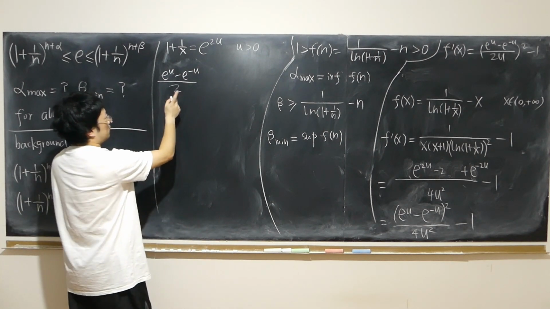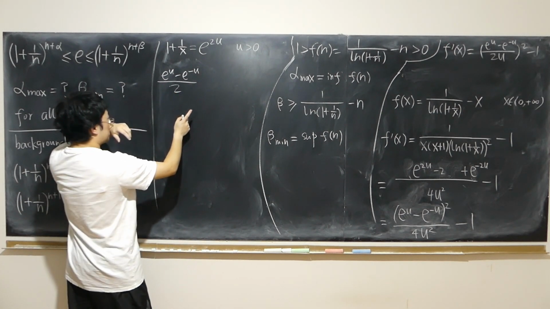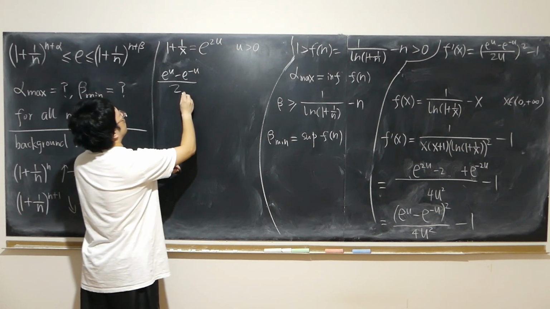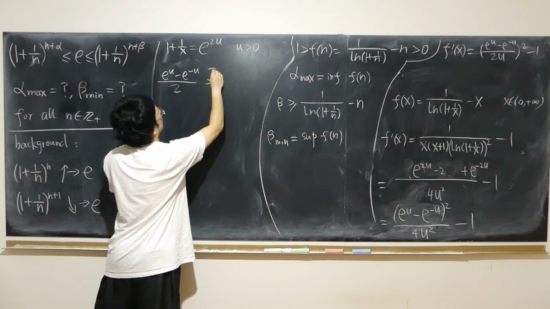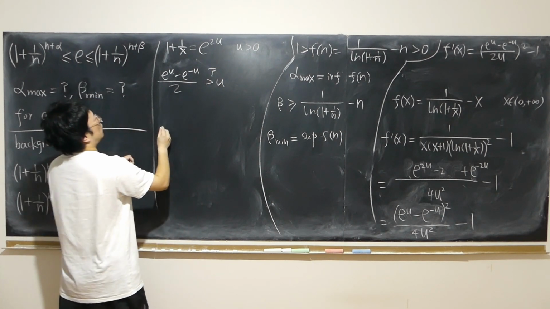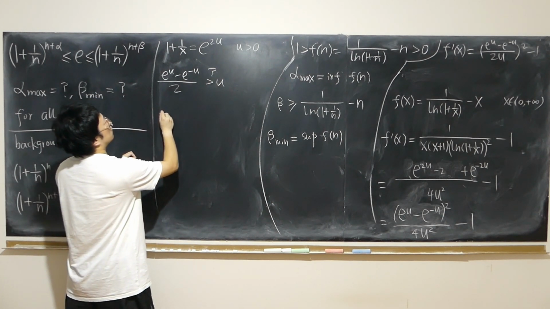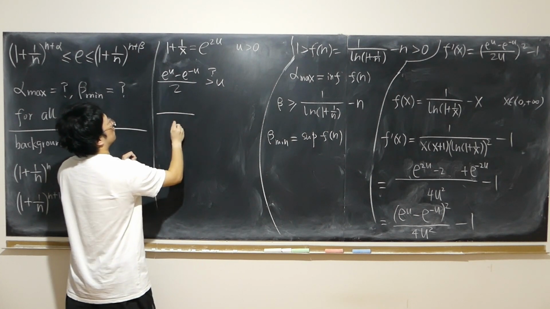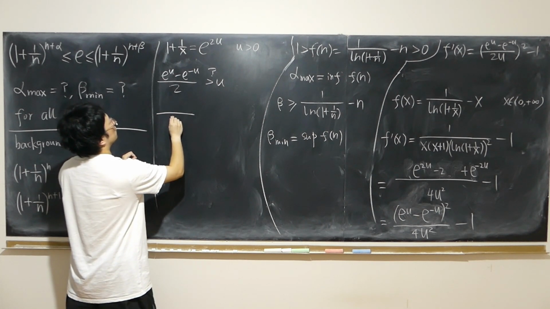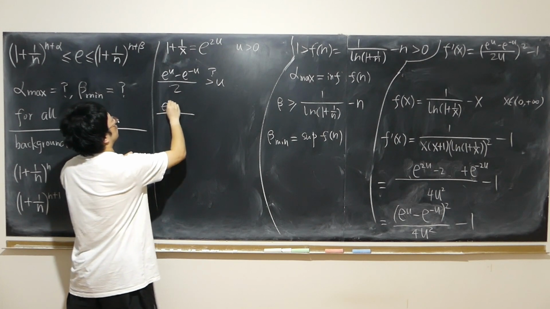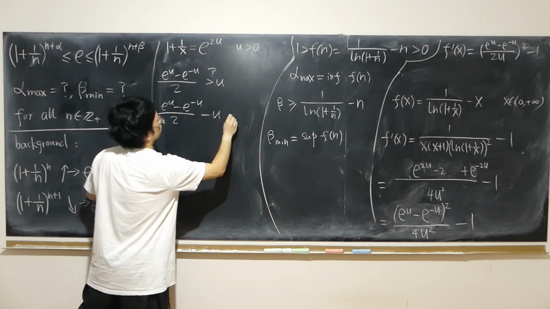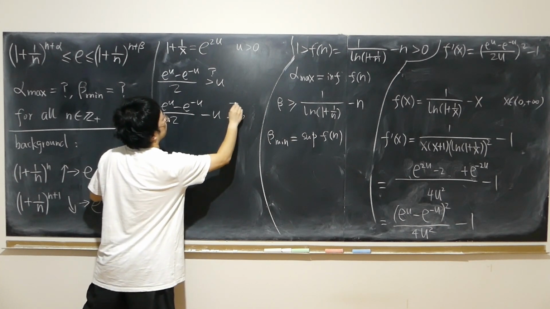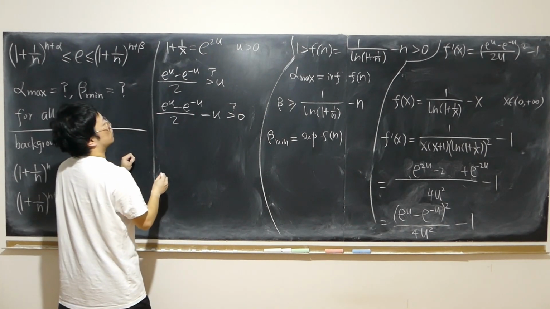Here's my claim. So all I have to do is to look at this function of u, half of e to the u minus e to the negative u minus u. Is it greater than 0 when u is greater than 0?